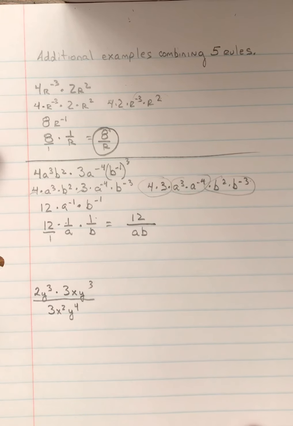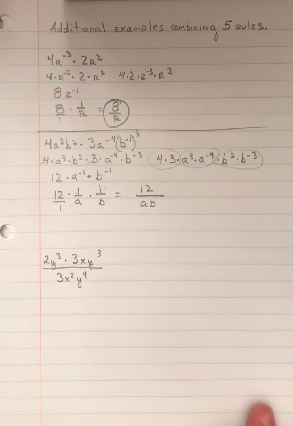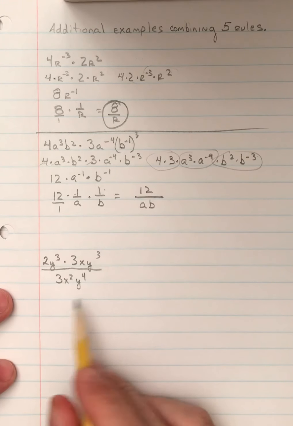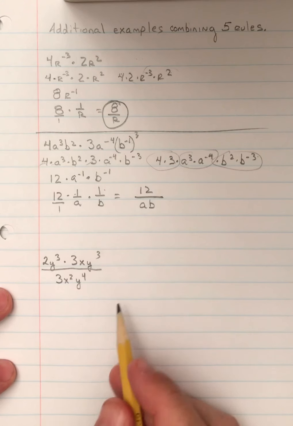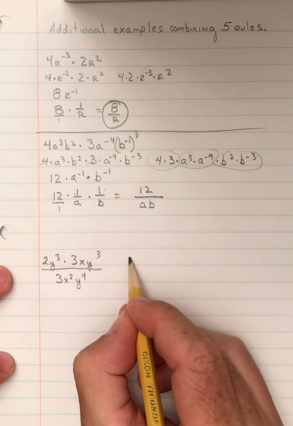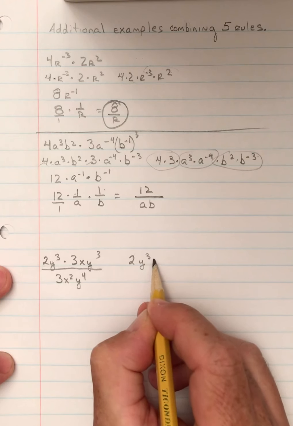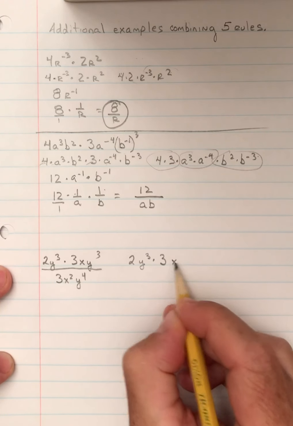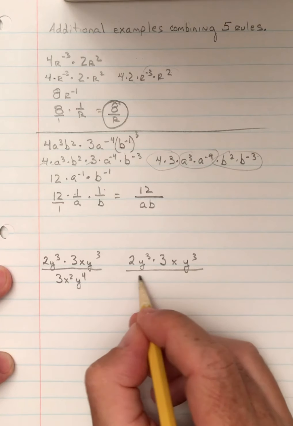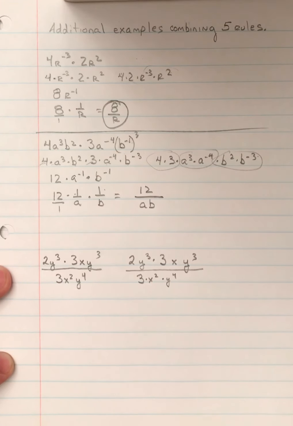All right, let's do this last one here. This might get a little involved, so I'm going to push up a little bit and see if I can get it all on here. Okay, looks like a complete mess here. But again, I'm just going to break it out. All right, so on top, this is 2 times y to the third times 3 times x times y to the third over 3 times x to the second times y to the fourth.